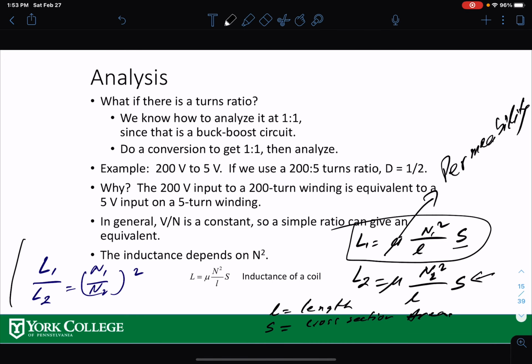Then if I take the ratio, this is the ratio here. So you can basically refer inductors from one side to another side. It's called equivalent inductance. You can take an inductor from one side and refer it to the other side.